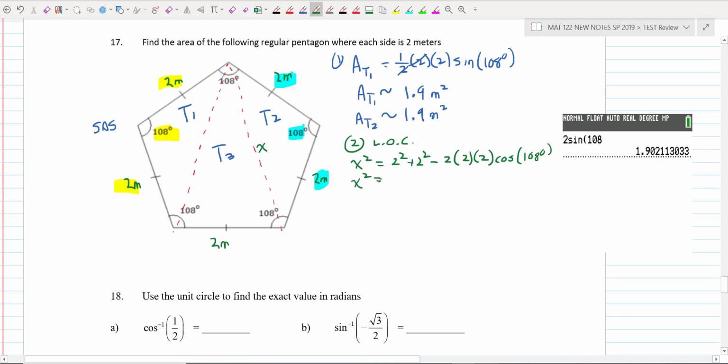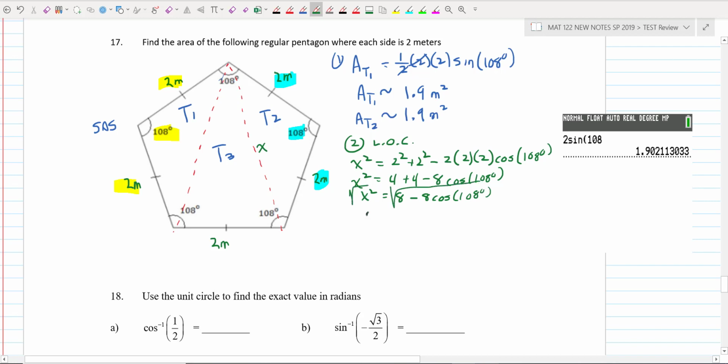So we've got 4 plus 4 minus 8 cosine of 108 degrees. So we just end up getting x squared equals 8 minus 8 cosine 108 degrees. Then we can take the square root of both sides.